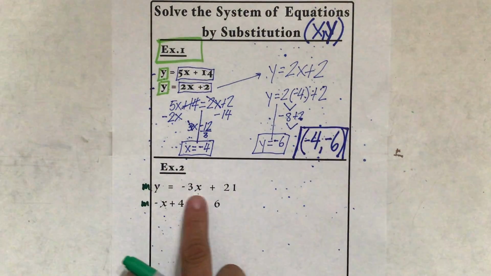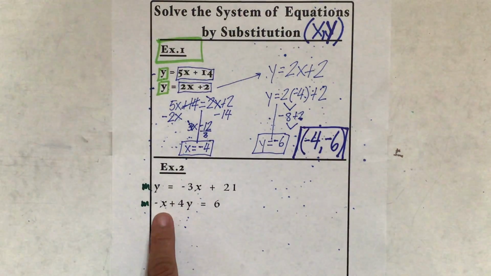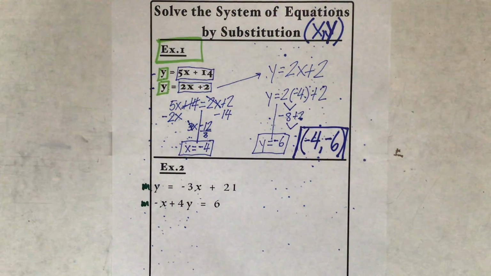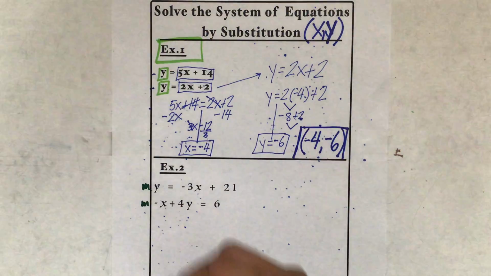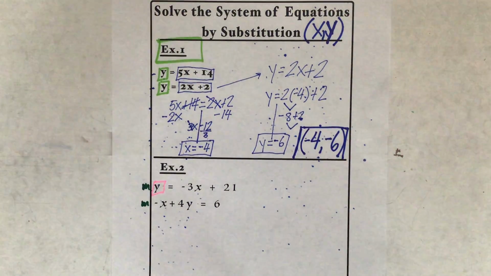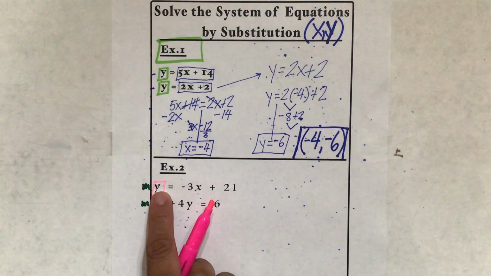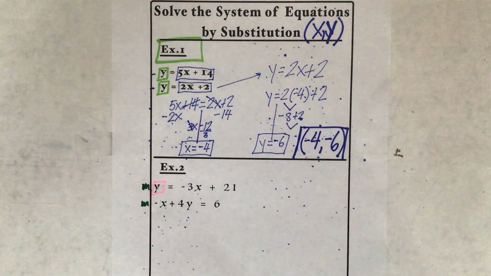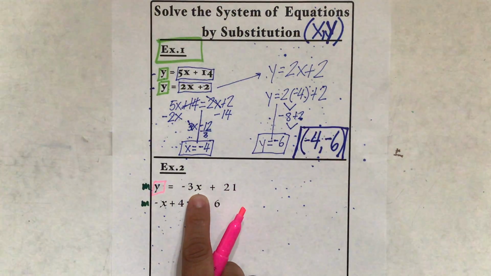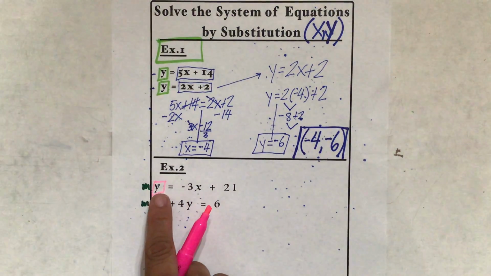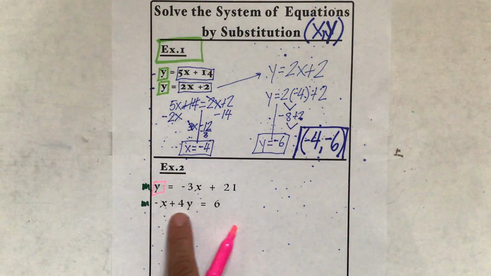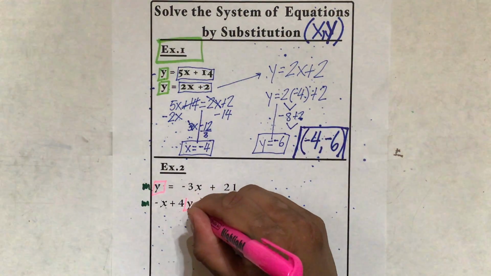So the first equation says y is equal to negative 3x plus 21. The second equation says negative x plus 4y is equal to 6. So what we're going to notice here is that y is equal to negative 3x plus 21. So wherever you see y, it's not just equal to a number, it's equal to negative 3x plus 21. Well, if you notice, on this second equation, we see y here also. We see it right there.